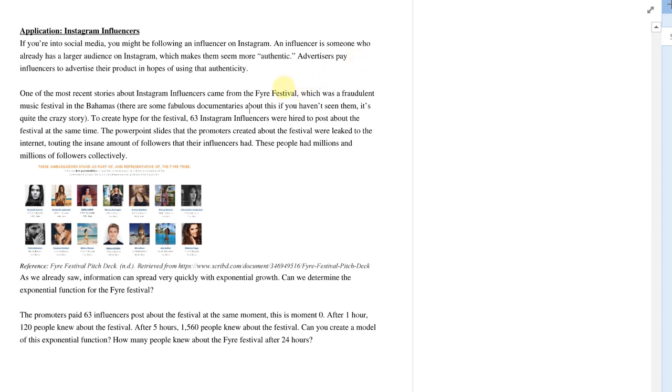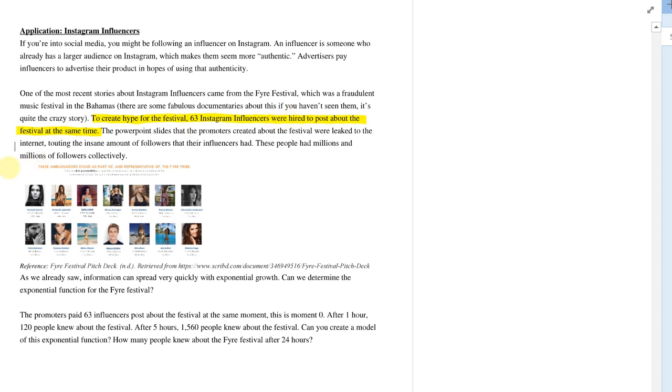But one of the things about it was this was the first time this festival was ever run. And so people really remarked on how quickly the word got out about it and how it became such a hot thing. And to create hype for the festival, which is the key part here, 63 Instagram influencers were hired to post about the festival at the same time. An influencer, if you're not familiar with the term, is somebody who has an Instagram or a social media account, and they just get paid to advertise on it. So you have 63 Instagram influencers who were hired to post about this festival all at the same moment in time.